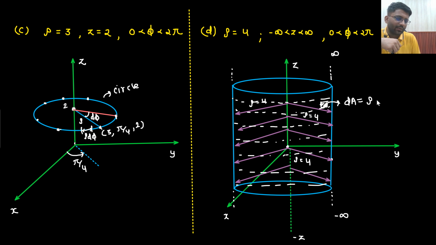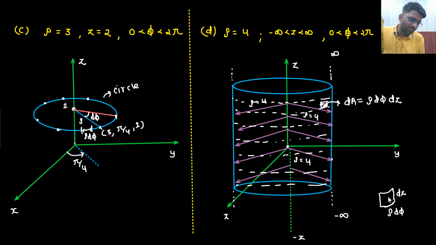That will be rho d phi into dz. Look, what is the curvature? Just think about this bottle. In the curve, how much distance am I moving? Rho d phi. In the z direction, how much distance do I move? dz. So in the curvature, I am moving rho d phi, and in the z direction dz. So rho d phi dz will be the surface area.